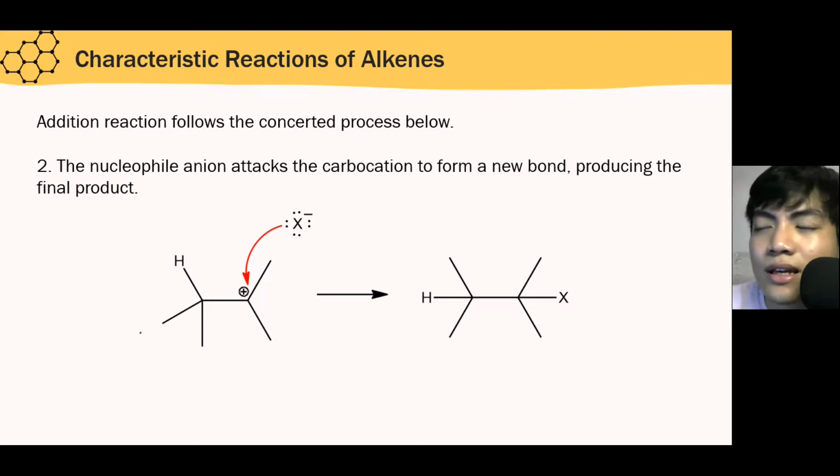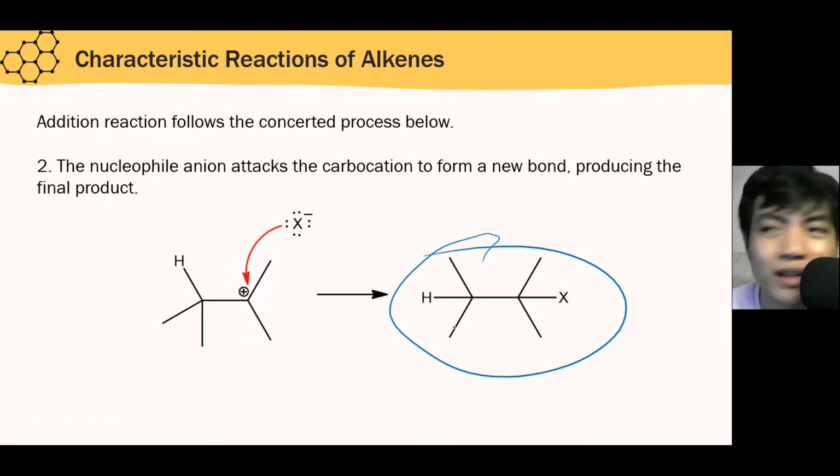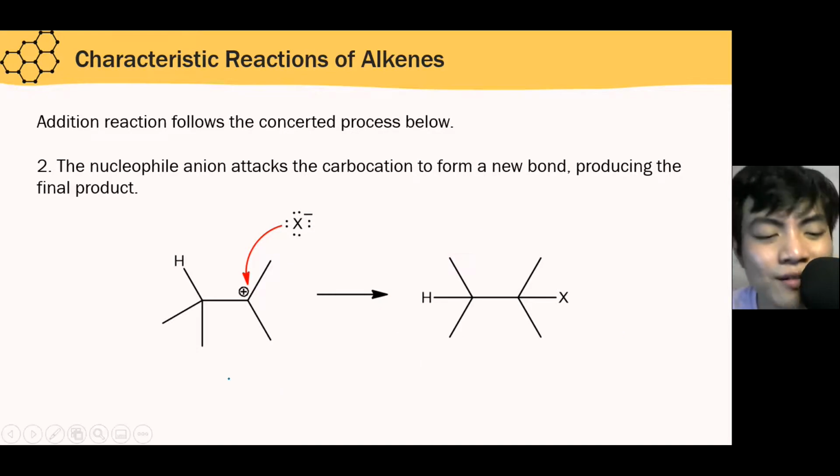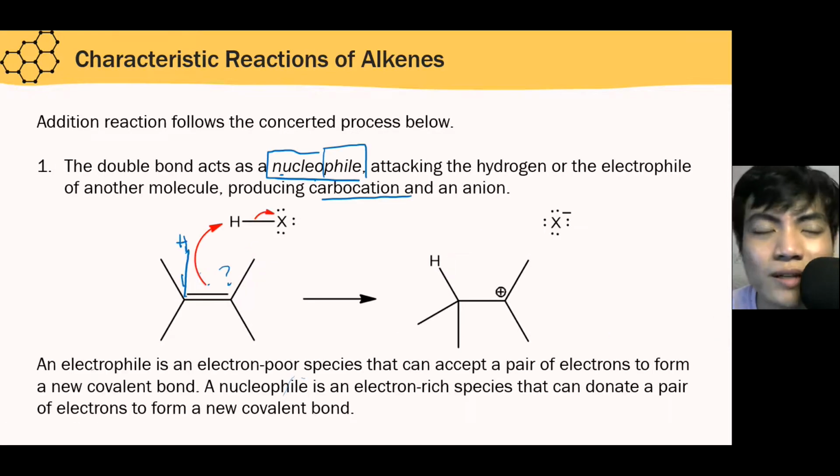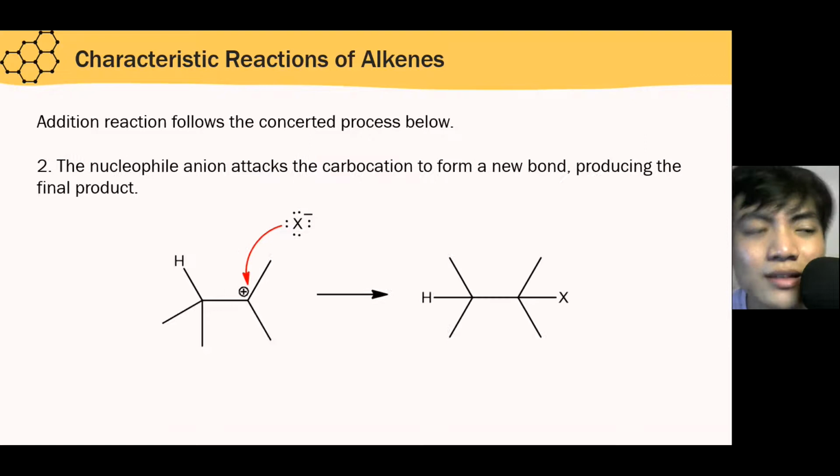Now, what we have after the first step is the carbocation and the anion. As we know, positive is attracted to negative. The carbocation is positive, the anion is negative. So what happens? They just connect, producing your final product. Very easy, right? So first, the hydrogen is taken, and you produce a carbocation and the anion. Then the next step is that your anion will attack the carbocation so that a new bond will be formed. That's it. Very easy.